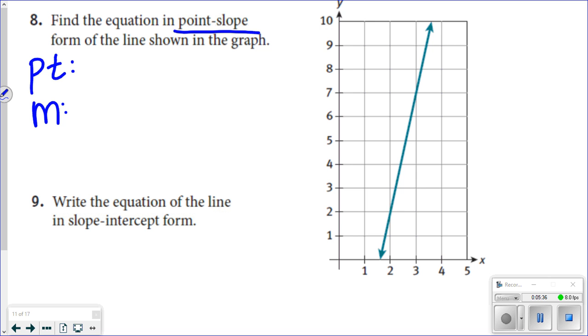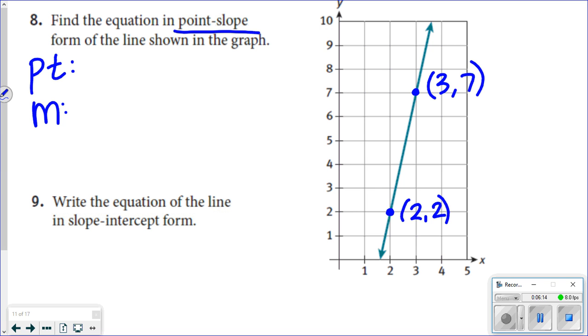Well, the book didn't give us any points in this line, so we need to find them. Where's a good point that occurs at an intersection crosshair between an X and a Y? I see right here, 2, 2. And I see another one right there at 3, 7.